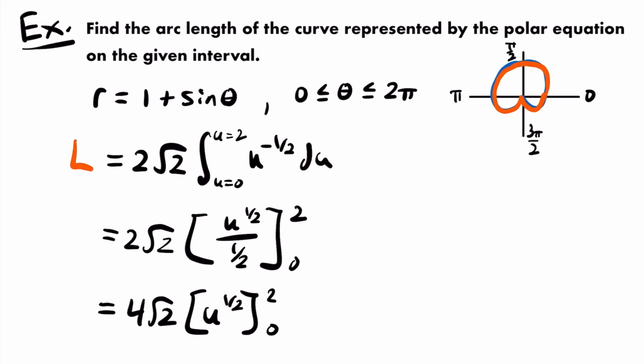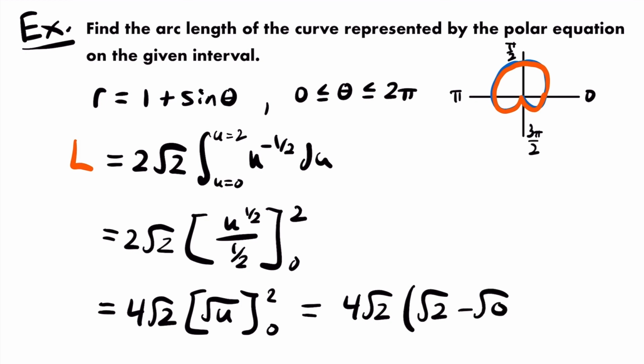And u to the 1/2 power is just the same as the square root of u. So I'm going to rewrite that like this. We'll have the square root of u. And so this is equal to 4 times the square root of 2 times the square root of u, evaluated at 2, minus the evaluation at 0. So we'll have the square root of 2 minus the square root of 0, which is just going to be the square root of 2 because the square root of 0 is 0.